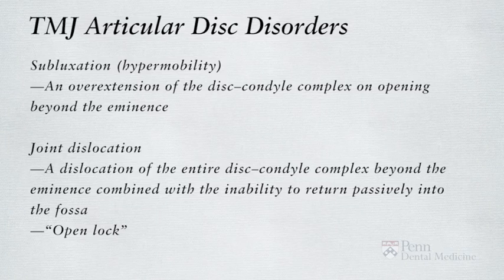Joint dislocation occurs when the entire disc condyle complex extends beyond the articular eminence, combined with the inability to return passively into the fossa. This is also commonly referred to as open lock. This can be very distressing for patients as it is often accompanied by significant pain, emotional upset, and negative social implications. Patients with open lock are typically seen on an urgent basis, and correction of this problem usually requires use of potent analgesics and muscle relaxants coupled with physical manipulation of the mandible to its normal position.